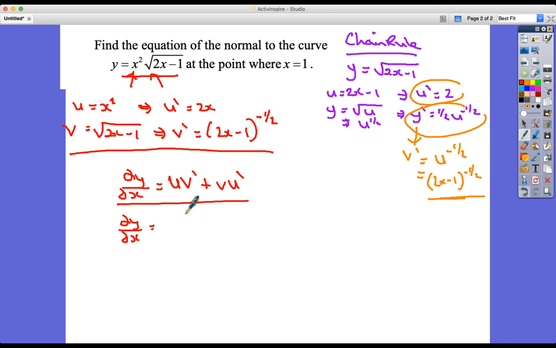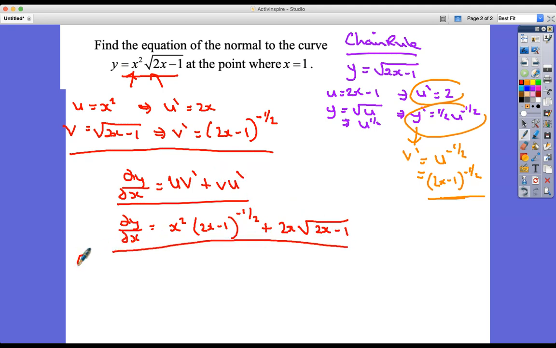So uv dash is x squared times 2x minus 1 to the power of negative half, and vu dash is 2x times the square root of 2x minus 1. Now this is eventually going to tell me the gradient of the tangent. Bear in mind, we're not looking at the tangent line, we're looking at the normal. So we've got this step first, the gradient of the tangent at x equals 1, which it tells us in the question. 1 squared is 1. We've got 2 times 1 minus 1, which is 1. 1 to the power of anything is just 1, isn't it?